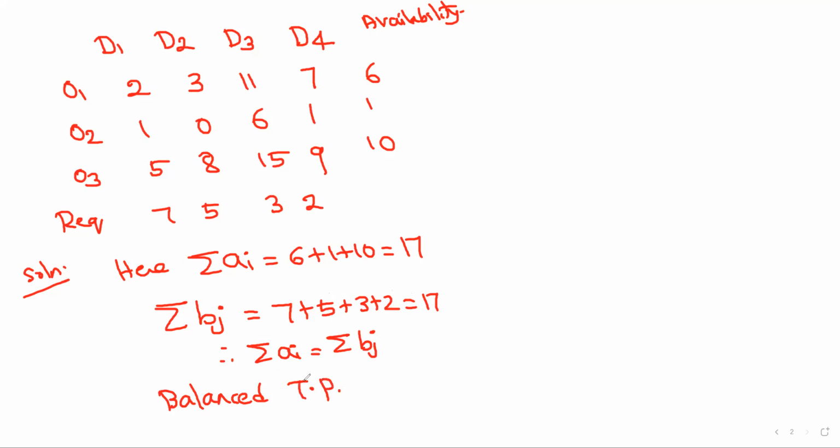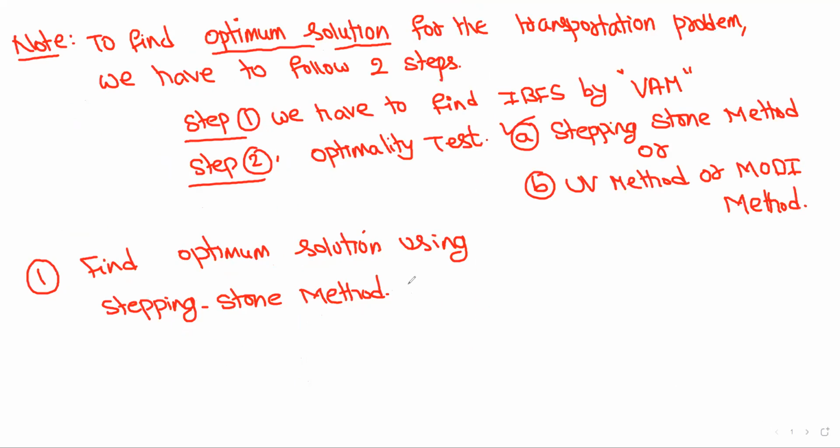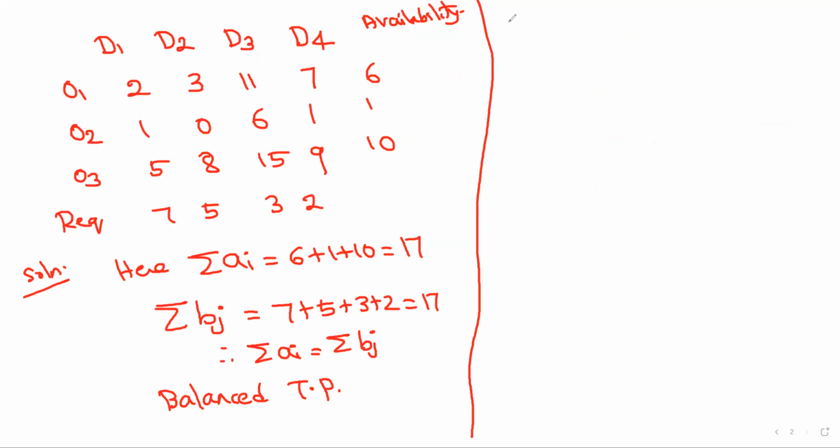Now I'm going to find initial basic feasible solution by VAM, because in step 1 we have to find initial basic feasible solution by any one of the methods, but better is VAM. Step 1: we find initial basic feasible solution by VAM, Vogel's approximation method.